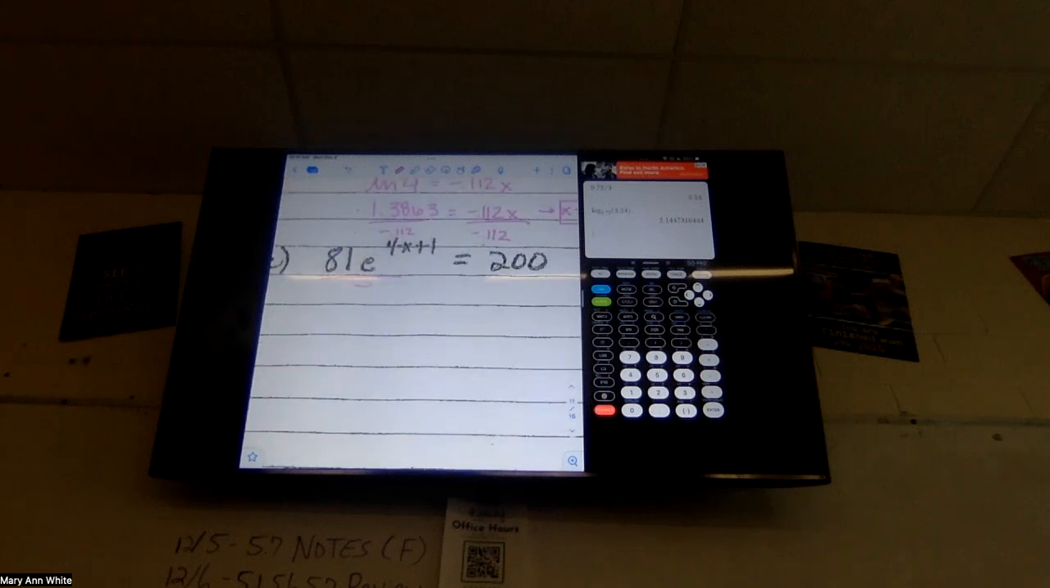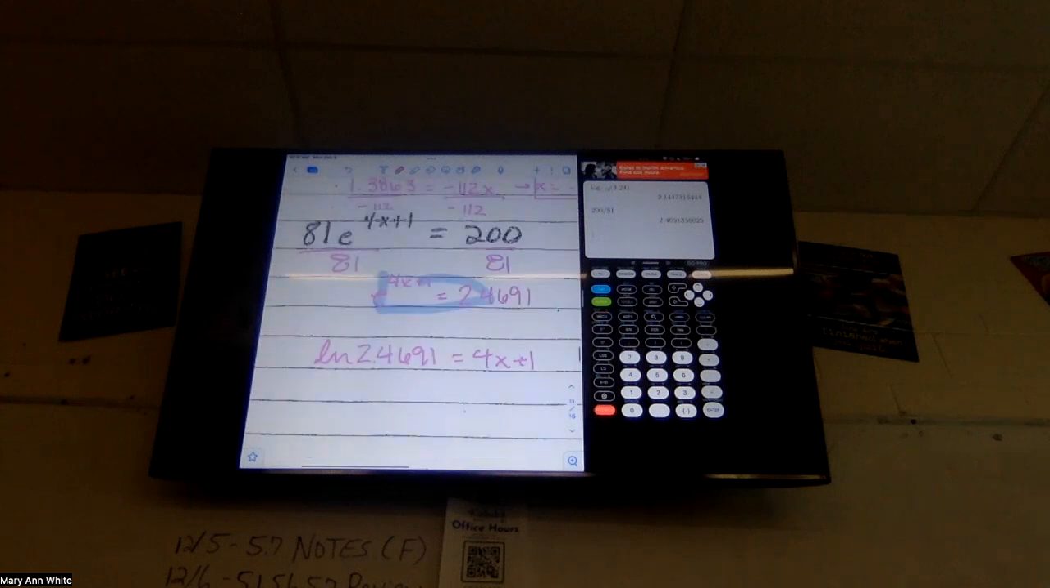So on E, I'm going to divide everything by 81. e to the 4x plus 1 equals 2.4691. Log roll. ln of 2.4691 equals 4x plus 1. And then we just start plugging in our calculator.